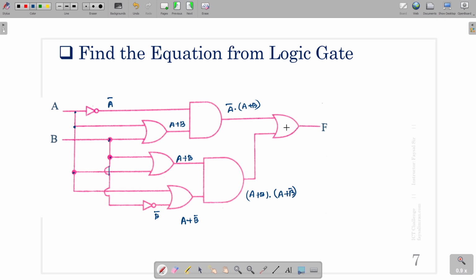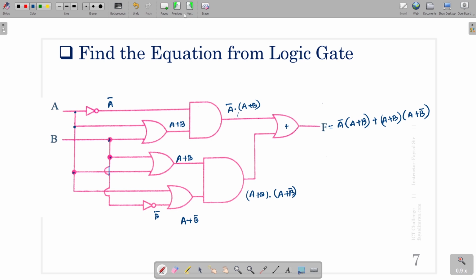Now this is our final OR logic gate, that means this logic gate is responsible for addition, so one of the inputs is A bar, so we write here A bar into A plus B, then we have to add this part, so plus A plus B into A plus B bar. Okay, so this is our final output. Okay, so do you have any questions?